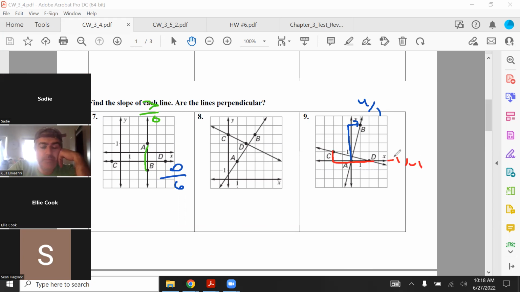Go ahead. So on number 7, if the 0 is on the top, then it's not undefined, but if the 0 is on the bottom, then it's undefined.